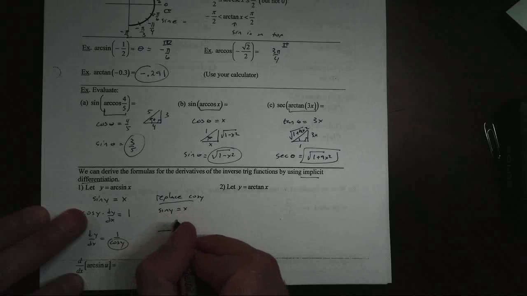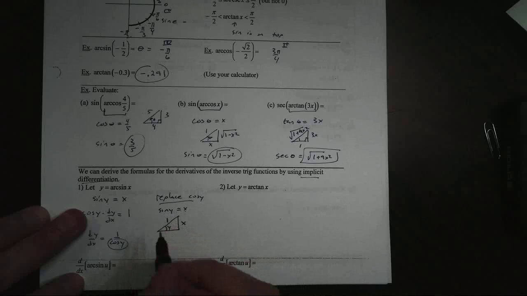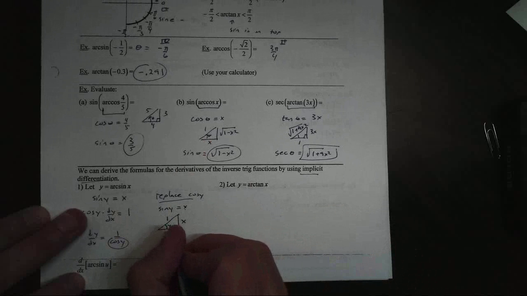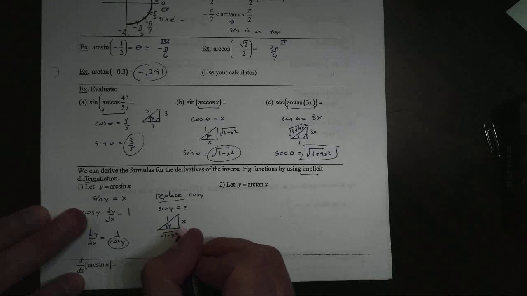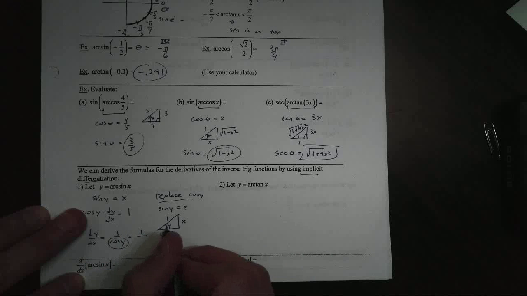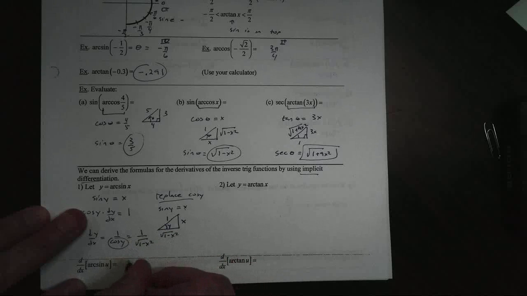So if I draw my right triangle, remember that y is my angle, and sine is opposite over hypotenuse, just like we did up here. So this length right here is going to be the square root of 1 minus x squared. Well, I can now replace cosine of y. Cosine is the adjacent over hypotenuse, so it's just going to become 1 over the square root of 1 minus x squared. And there's our derivative.